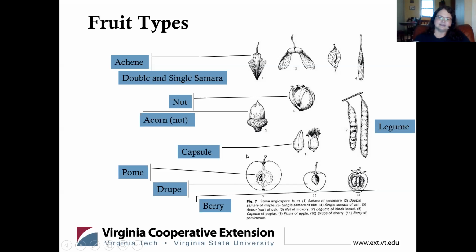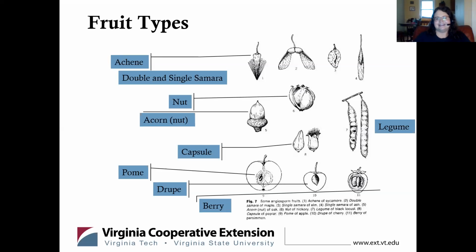A pome is what apples have, and roses do too. Roses and apples are related, and roses also have pomes, so they have seeds like that. True drupes are cherries and peaches and plums. They have that hard seed in the middle, and that is what we call drupes.